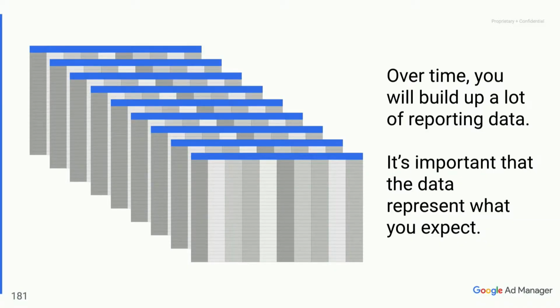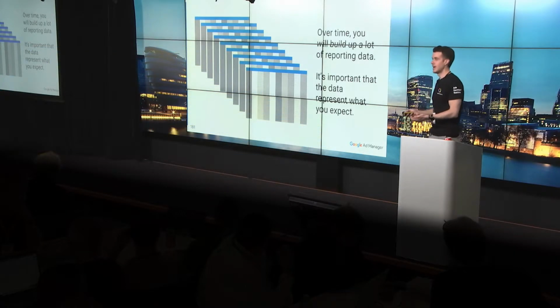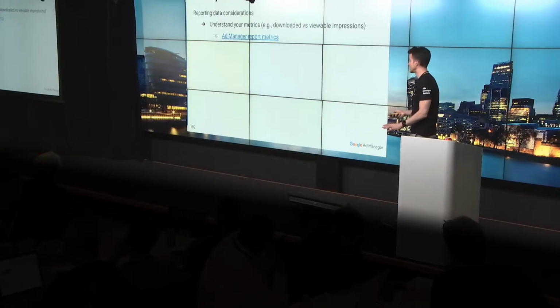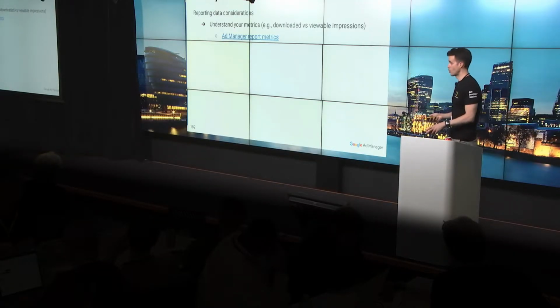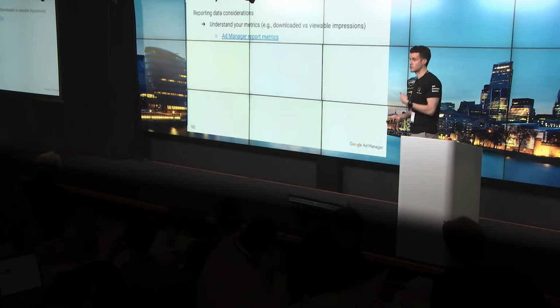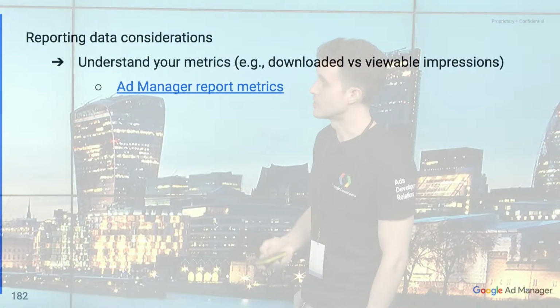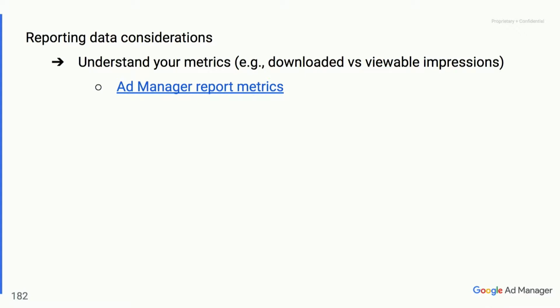Another consideration when pulling in reporting data is that over time, you're building up a lot of data. And it's important that your data represents what you expect, because if you realize way down the road that you were capturing something that you don't need or isn't as valuable to you, it can be really expensive to go back and fix that after the fact. So I have 3 points to keep in mind. All of these points come from our Help Center documentation, so I've linked to the corresponding article in each case. The first is just to understand what metrics you're pulling.